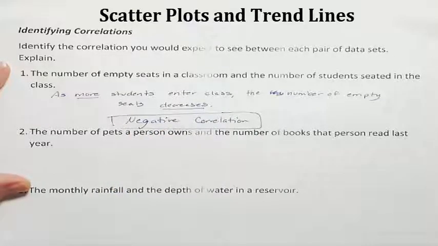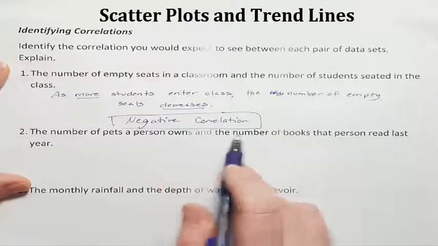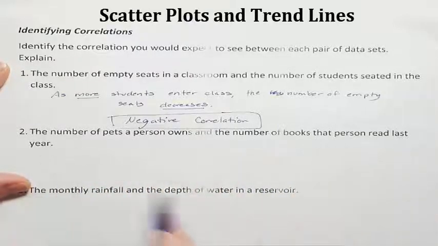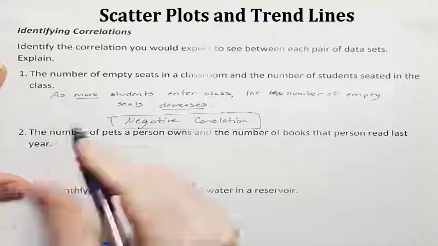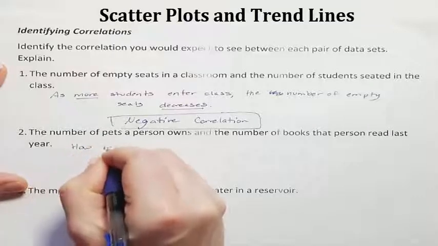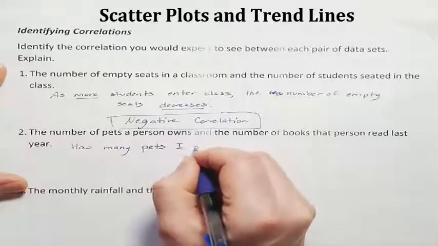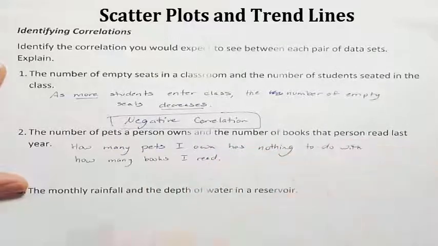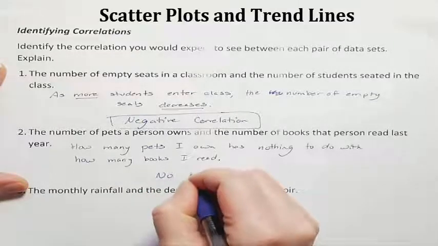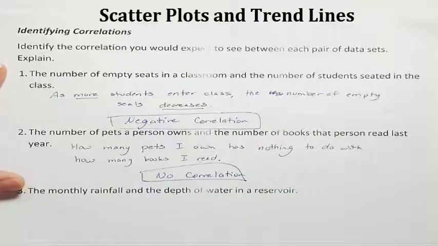Well, now let's look at the other one. The number of pets a person owns. How is that related to the number of books that the person read last year? So I'm thinking about this, and I'm actually really confused, because how many pets I own has nothing to do with how many books I read. They have nothing to do with one another. There is no relationship, so there is no correlation.